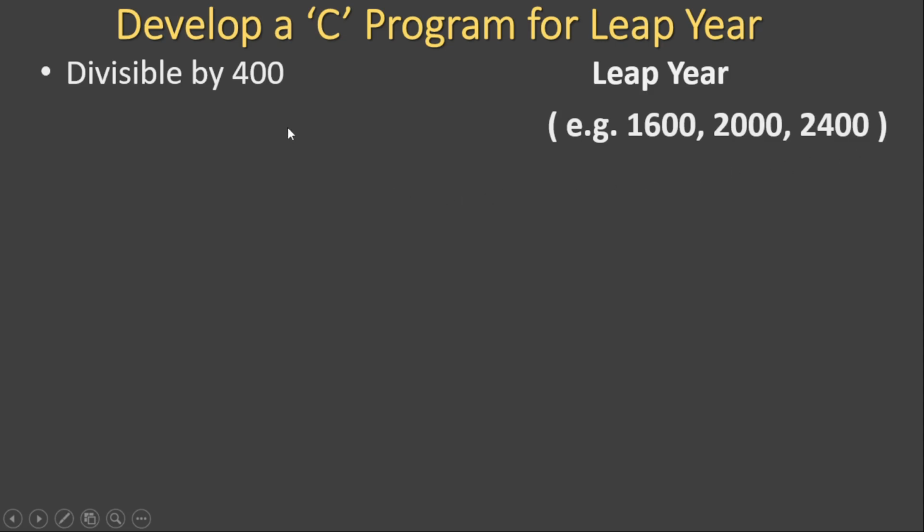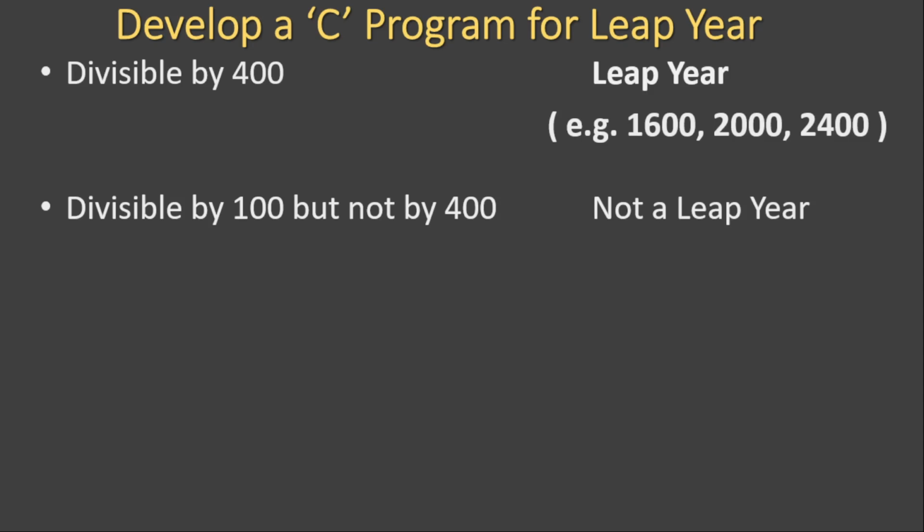Now, what if the year is not perfectly divisible by 400? Then we will check the second condition. If it is divisible by 100 but not by 400, then it's not a leap year, and the examples are 1700, 1800 and 1900. Here what I mean to say is that every century year is not a leap year. A century year is a leap year only if it is divisible by 400.